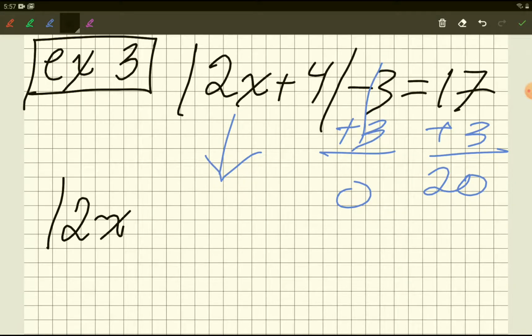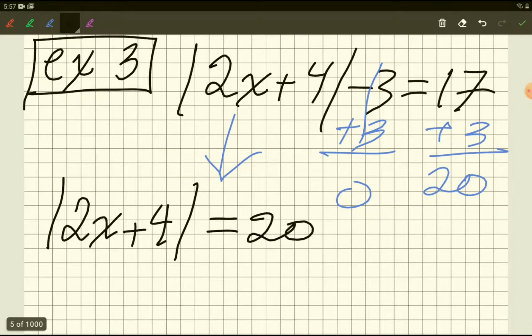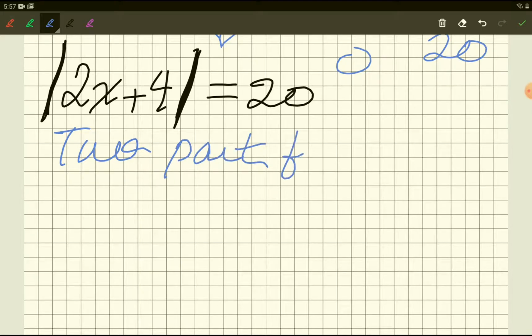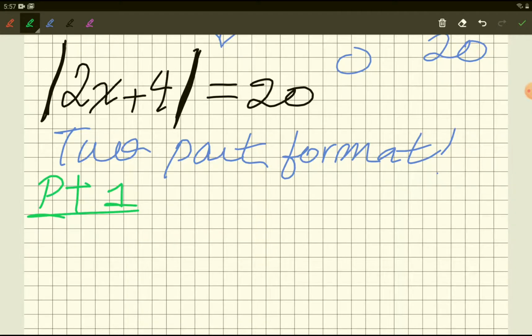It drops. So now I have 2x plus 4. Remember, don't forget those bars because that hasn't changed yet. Now we have the absolute value of 2x plus 4 equals 20. Now the two-part format begins. Okay, so part 1. Part 2.